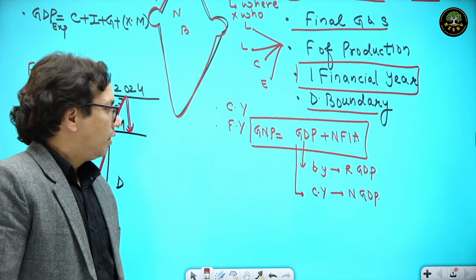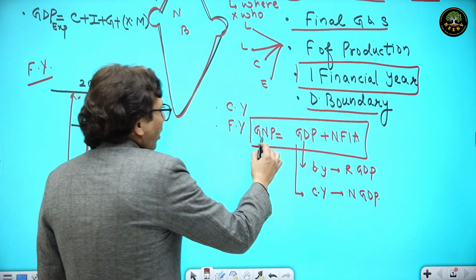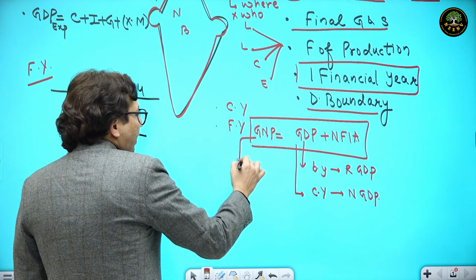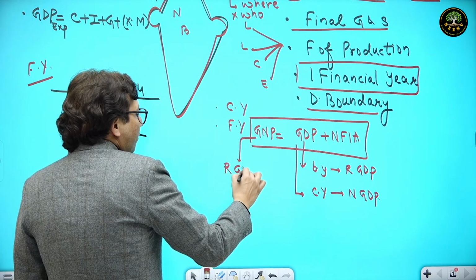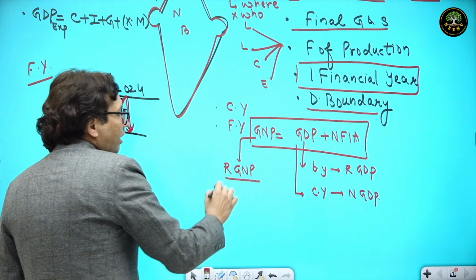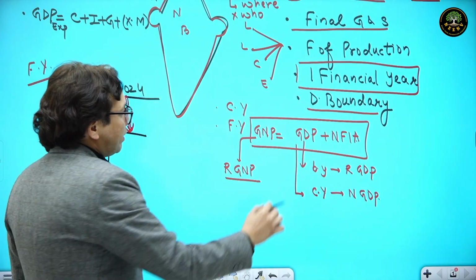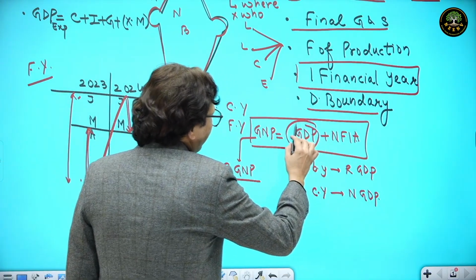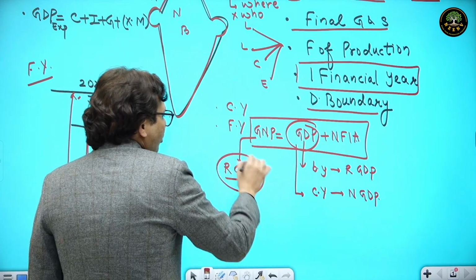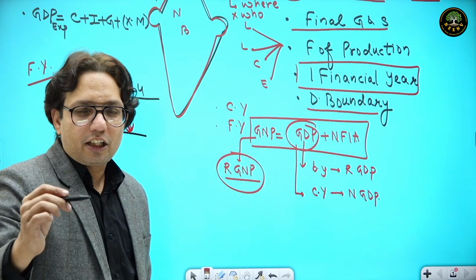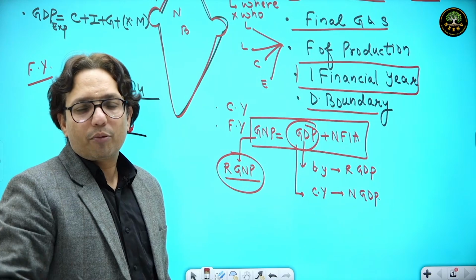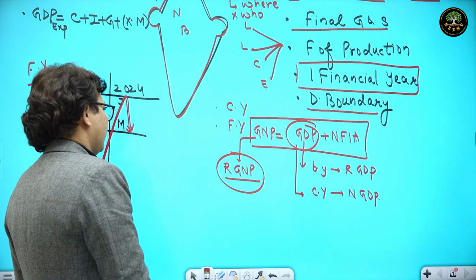Right? So, similarly, what will be real GNP? Real GNP is GNP calculated at base year's price. So, if this GDP is calculated at base year's price, I would be getting real GNP. Real GNP is equal to real GDP plus net factor income from abroad.